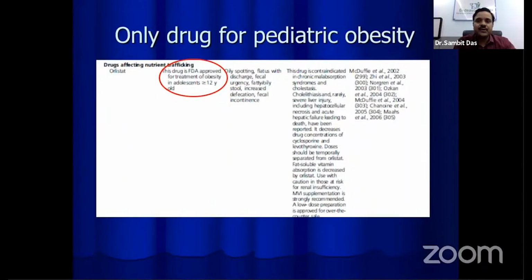The only drug for pediatric obesity that has been approved is Orlistat, which is available in India, and this drug is FDA approved for treatment of obesity for adolescents of 12 years of age or more.